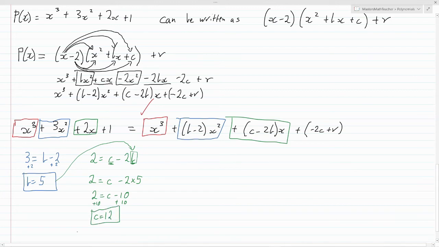Fortunately, we actually got given this question in a nice order because we found b first, c second, and now we're going to find the other letter. If this is not the case, it might be worth writing out all the different top lines. So the 3 equals b minus 2 first, then your 2 equals c minus 2b, then your third one, and figuring out which one you can solve first. Fortunately for this example, we didn't have to do that. We can just work it forwards and it's all good.